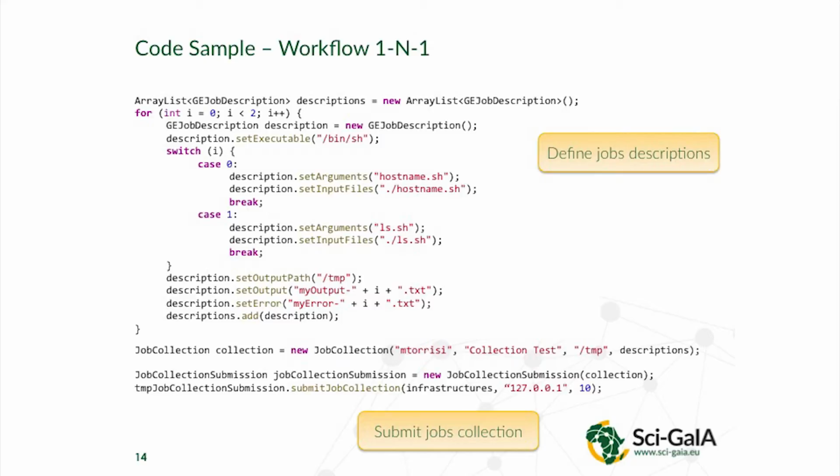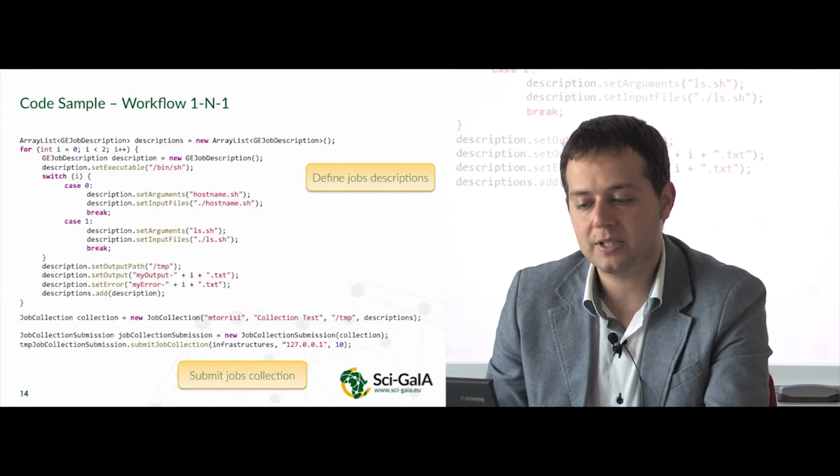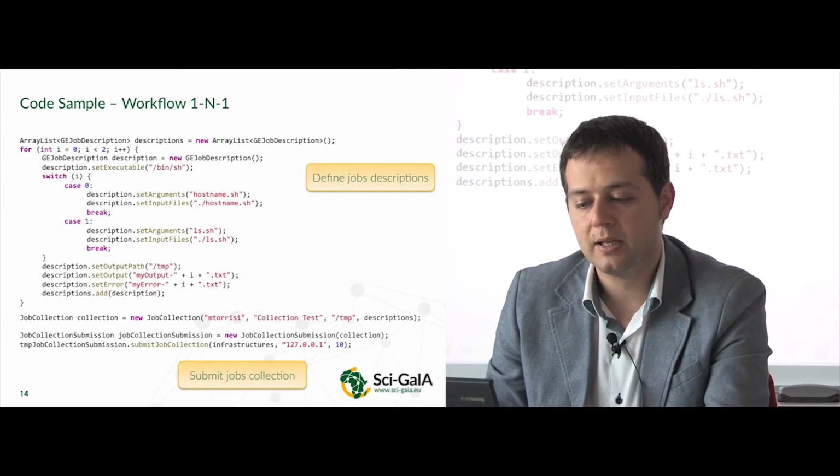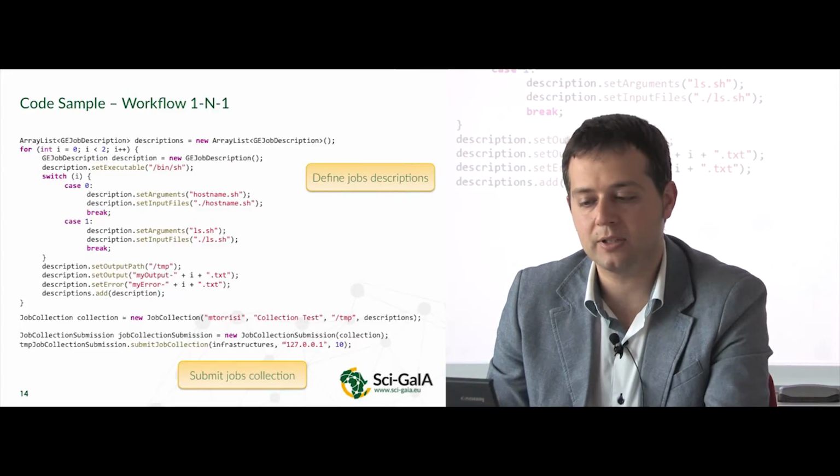After you have defined the resource manager list, in the same way you can specify the application description, the job description, using DG job description. In this case, I simply perform a hostname for the first job and the ls command for the second one. Then I specify the output path, the standard output, and the standard error. I set this description into an array that contains all the descriptions for all jobs belonging to the job collection.